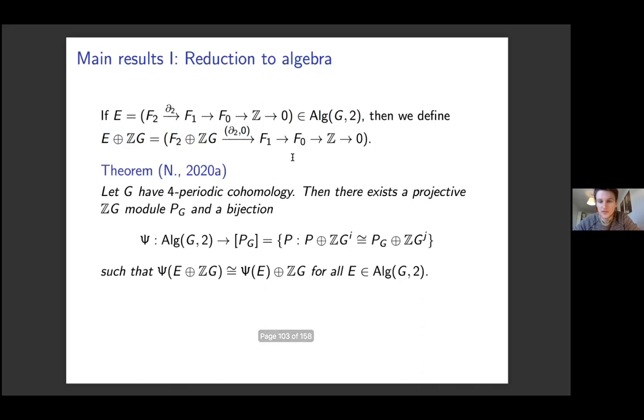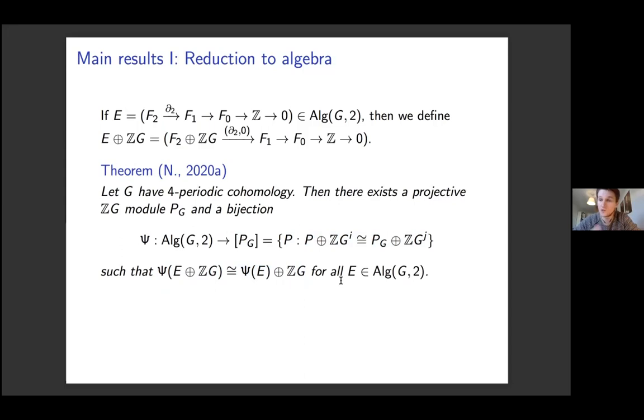With this, we have the following theorem, from part A of the 2 papers I mentioned. If we let G have 4 periodic cohomology, then there exists a special projective ZG module PG and a bijection between the class of algebraic 2 complexes over ZG and the class of all projective modules stably isomorphic to PG. The map is nice in the sense that psi of E plus ZG is isomorphic to psi of E plus a free module, for all algebraic complexes.